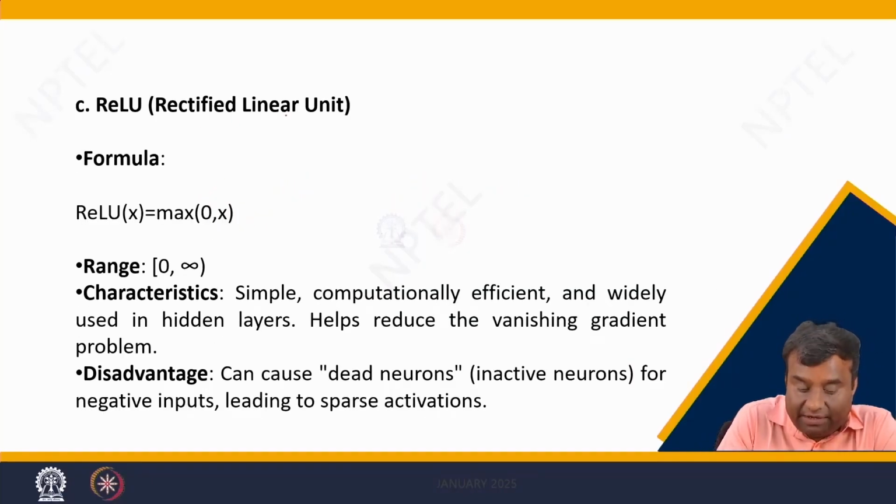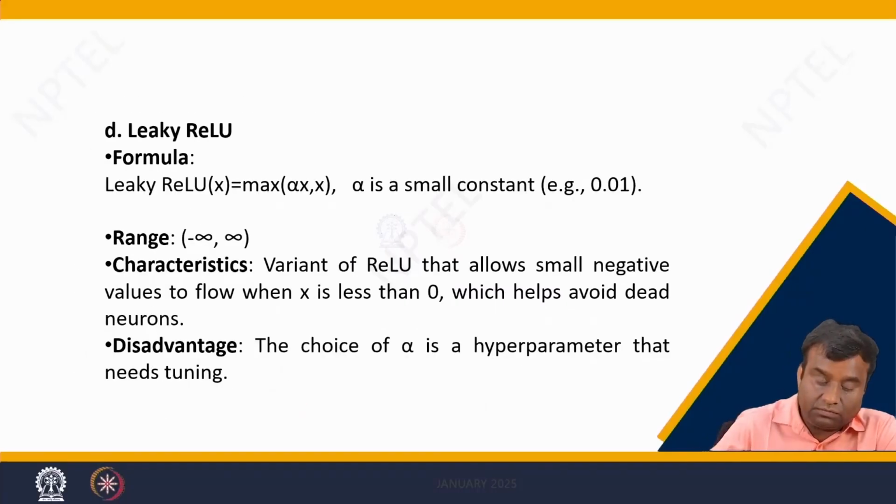Next is the rectified linear unit, ReLU. Formula for ReLU is f of x equals maximum of 0 and x, range 0 to infinity. Characteristics: simple, computationally efficient, and widely used in hidden layers. Helps reduce the vanishing gradient problem. Disadvantage: can cause dead neurons, that is inactive neurons, for negative inputs, leading to sparse activations.